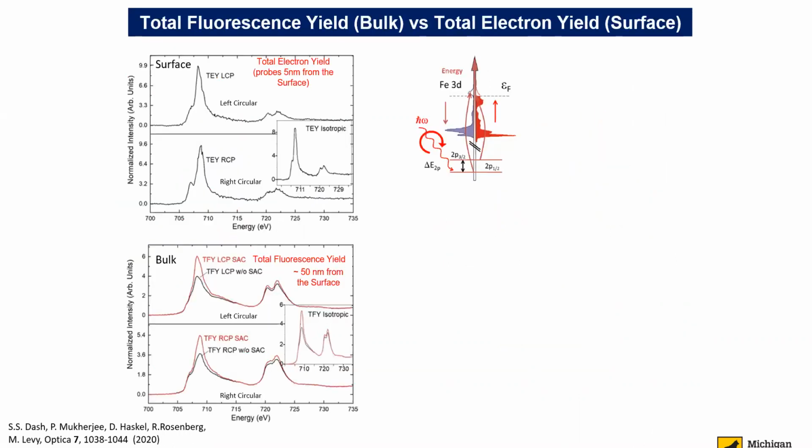Comparing the TFY and TEY data, we found some interesting features. We see a shoulder appearing at 707 eV in the TEY plot, showing the presence of a stable state, but one can note that it is not showing the same significant peak in the bulk, that is the TFY measurement.